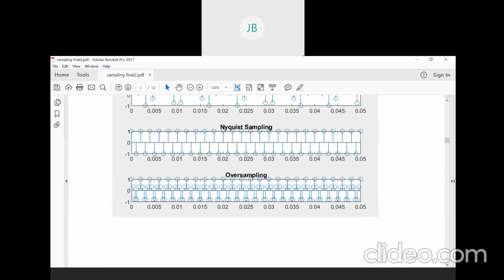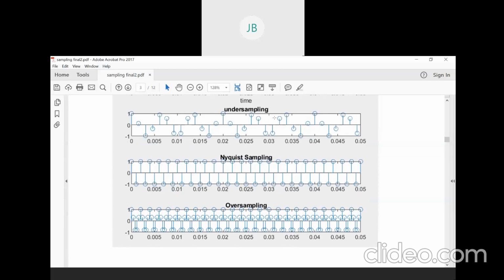In oversampling, we collected 5 times more than the input frequency. So you can see here 1, 2, 3, 4, 5. In 1 cycle we have 5 samples, and so on. The same continues throughout the duration of the analog signal. So this is how we have plotted the 3 different cases. First one is undersampling, the second one is Nyquist sampling, the third one is oversampling. Right now we have done the sampling part.